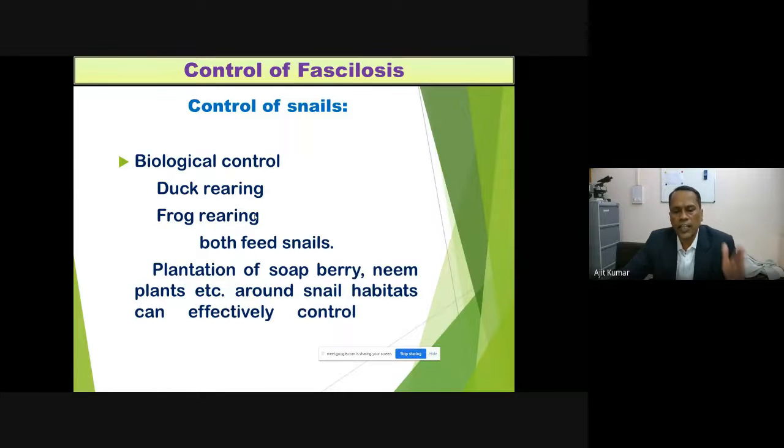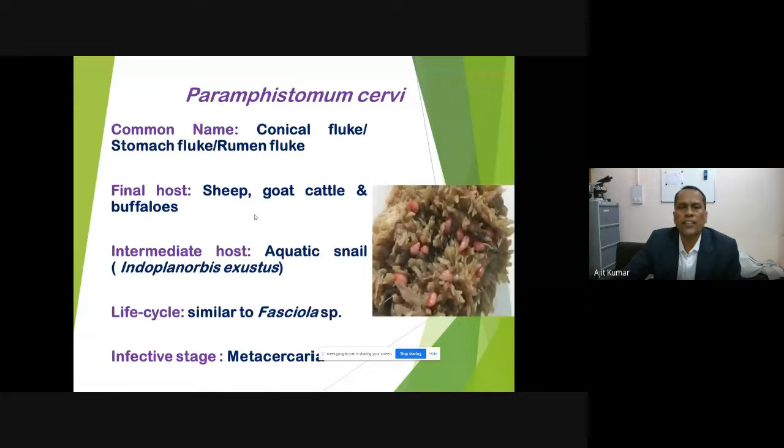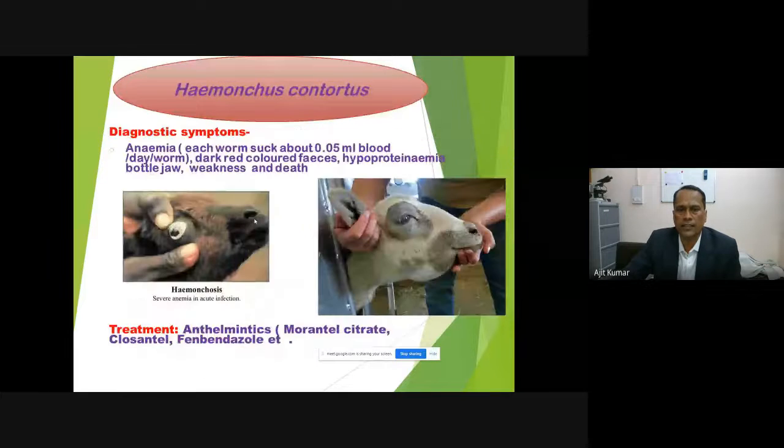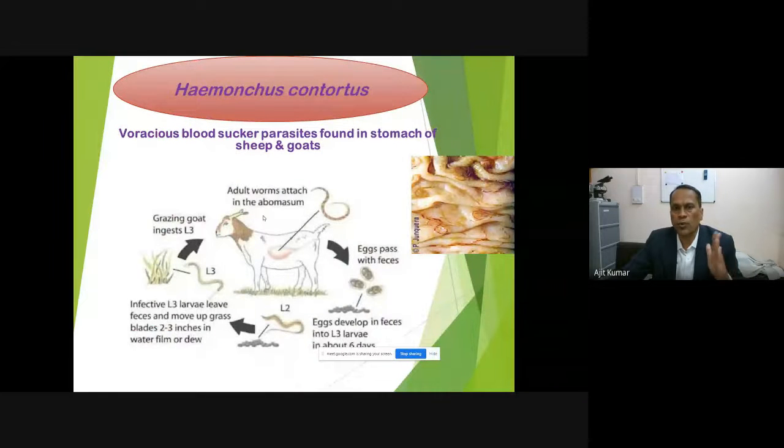Some of the important control of parasites is pasture management, because different parasites are excreted through the infected host on the grasses. So by managing the pasture, we can control the different parasites. Then another important parasite is Haemonchus contortus. Haemonchus contortus is a voracious blood sucker parasite. It causes maximum mortality in the case of goats. This has a direct life cycle from the host.